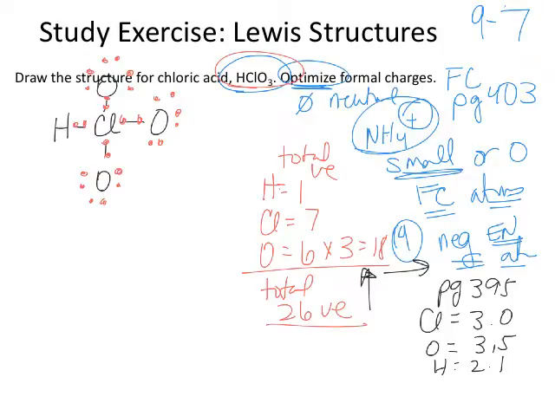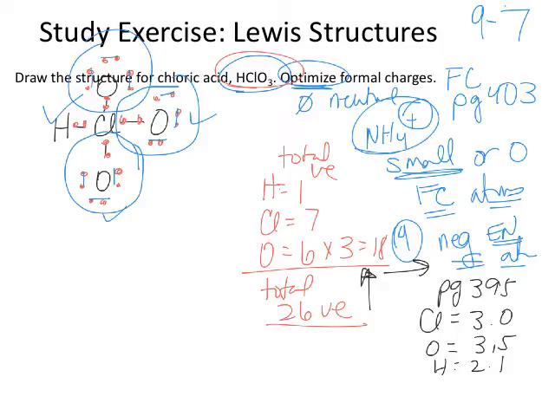The next thing you do is check to make sure hydrogen has a duet, 1, 2, it's satisfied, and the rest of the elements have a complete octet. This oxygen has 1, 2, 3, 4, 5, 6, 7, 8. That one's fine. Check this oxygen, 8. That one's fine. Check this oxygen, 8. That one's fine. And then check your chlorine here, 8. That one's fine. So that's how you know you've drawn a correct Lewis structure.